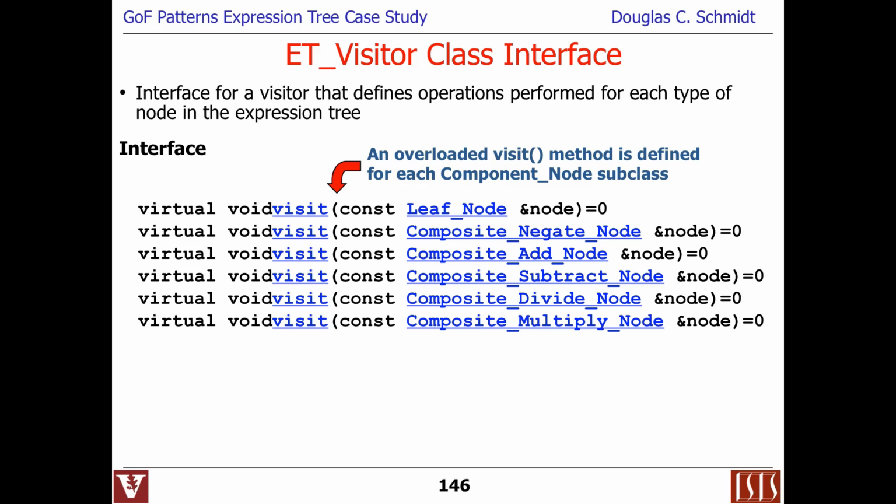The difference is strategy typically gives you a way of doing things one at a time, whereas visitor gives you a way to do a bunch of things together that work on some composite entity or structure.